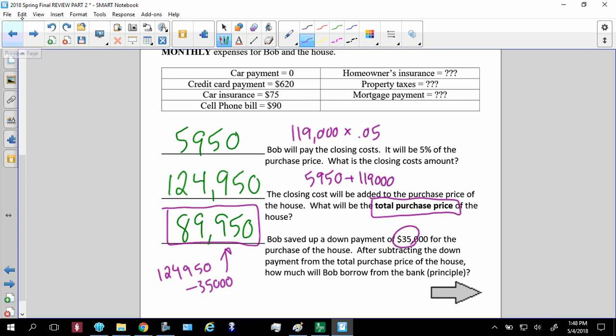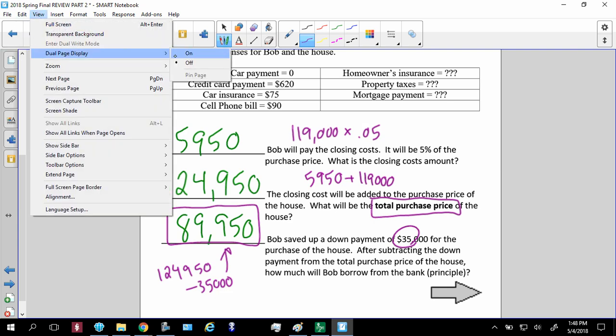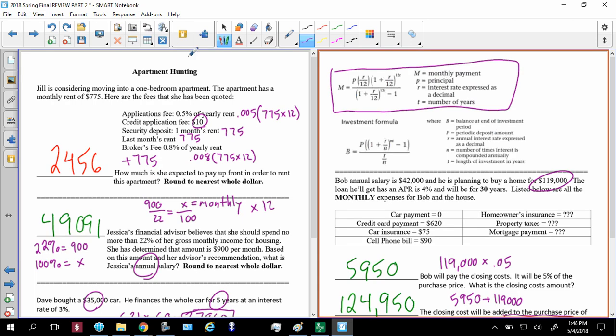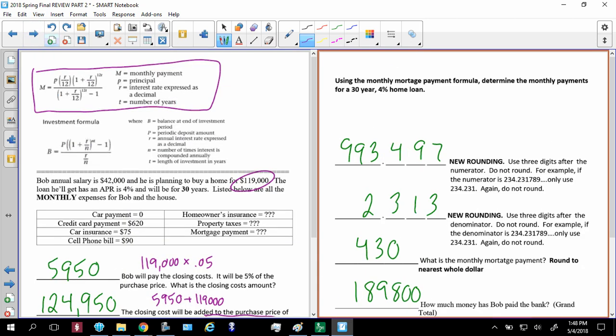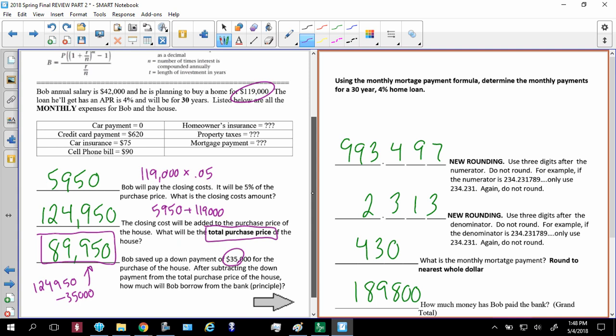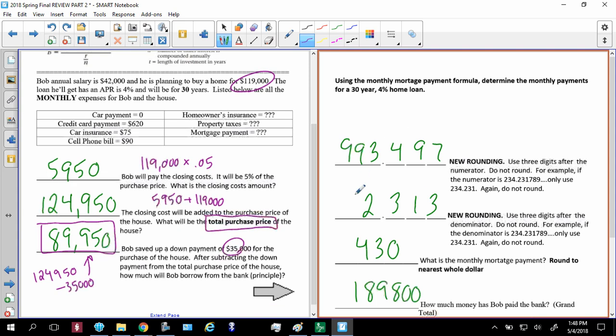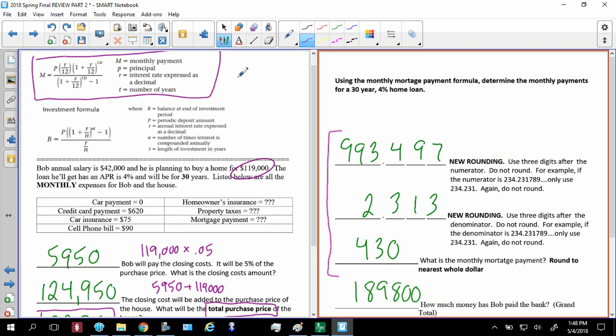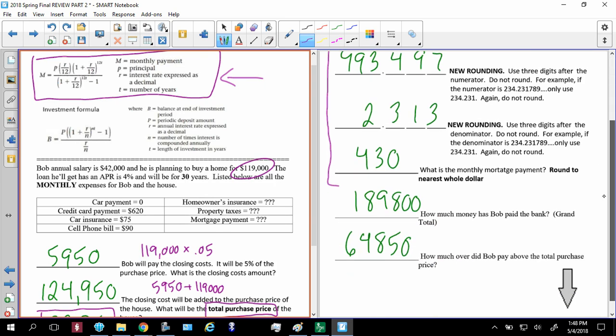All right. So let me see if I can dual screen this again. I believe I can. There we go. Now, again, to figure out these next three blanks, it is the big monthly mortgage formula. This guy right there. All right, so if you need help, let us know.